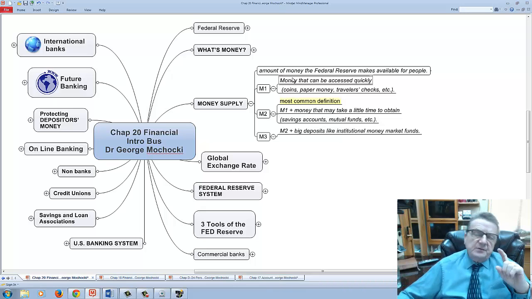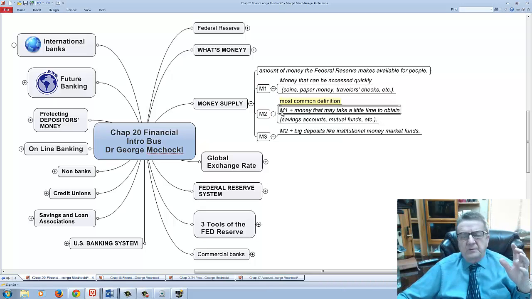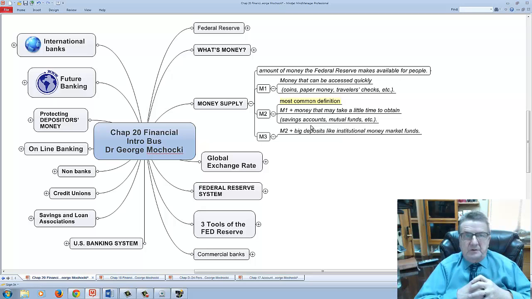When I'm looking at money, there's M1, M2, M3; concentrate on M2. M2 is basically taking M1, which is currency and everything else, and that may take a little time to obtain, plus your savings accounts and mutual funds. This ties into what we learned earlier about liquidity, how liquid an asset is. The most liquid asset is cash. The next most liquid asset would be your savings account.